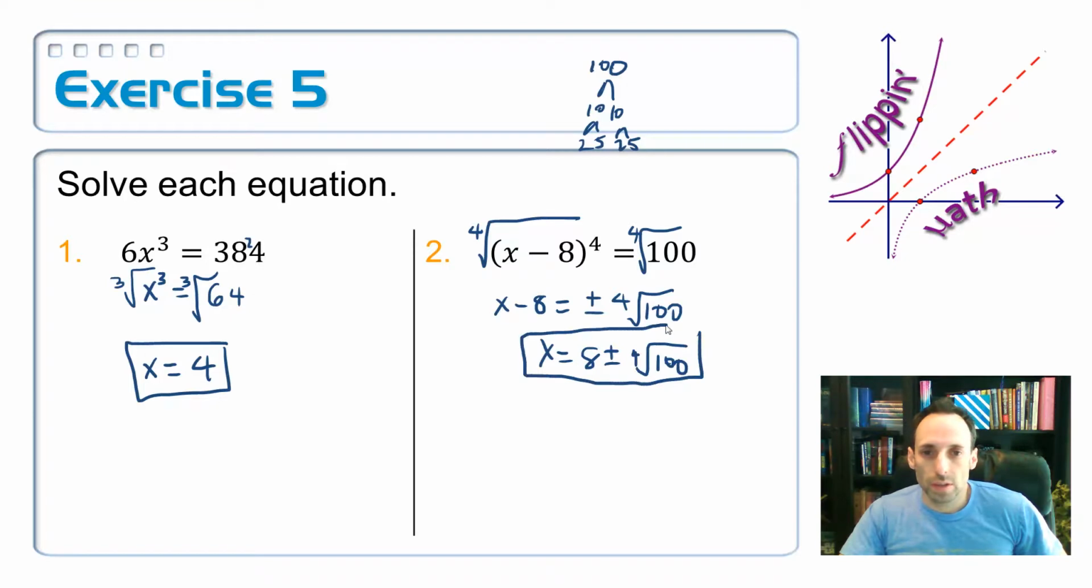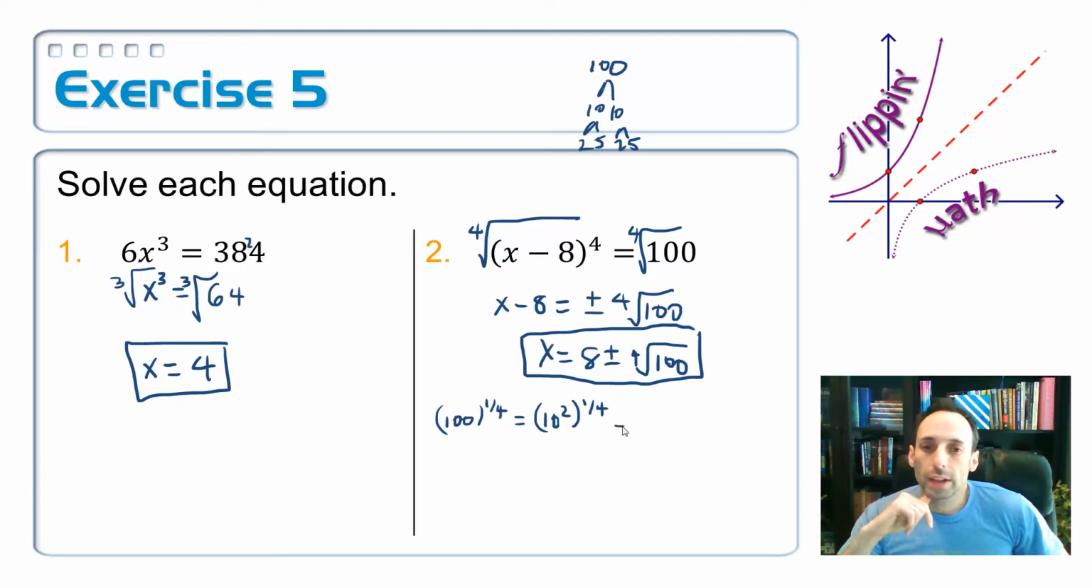Now, see if you can wrap your brain around this. This is going to blow your mind. I'm going to rewrite that fourth root of 100. Even though I said I couldn't do it up there, I'm going to do it differently. So 100 to the 1/4 power is the same thing as 10 squared to the 1/4 power. Would you agree? Of course you would.